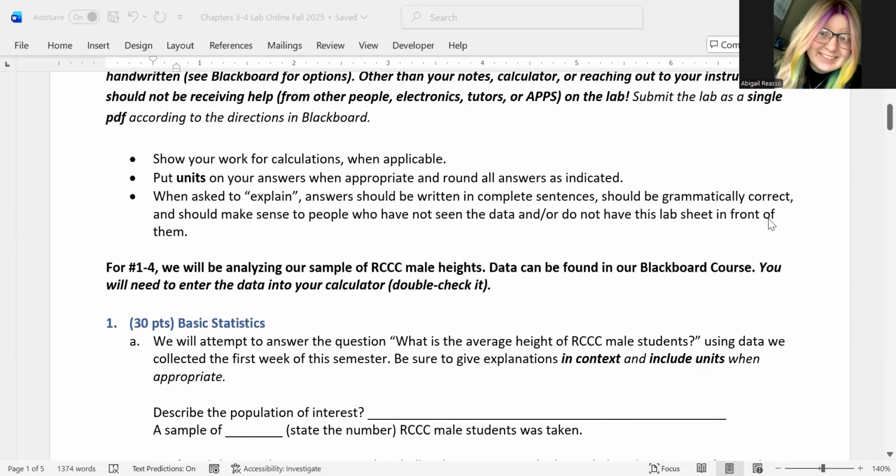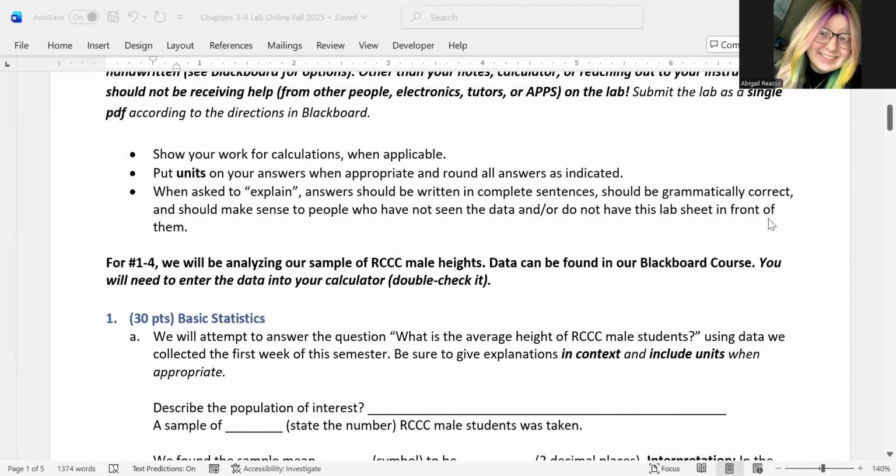So this lab focuses on chapter 3 and 4. Mostly it's going to focus on chapter 3, and really the last page is what is on chapter 4. So we are going to look at our measures of central tendency and our measures of spread, as well as some of our visuals like our box and whisker plot.